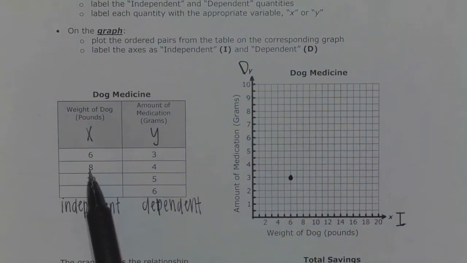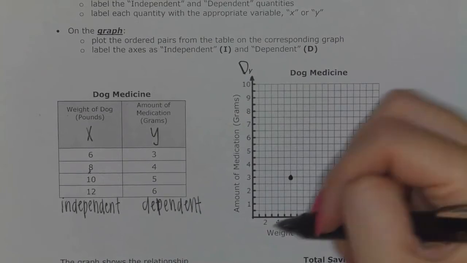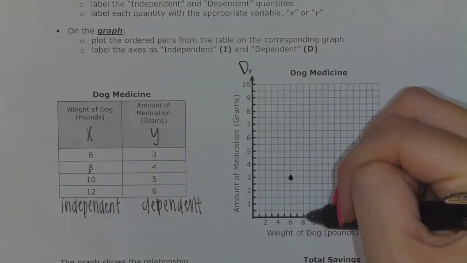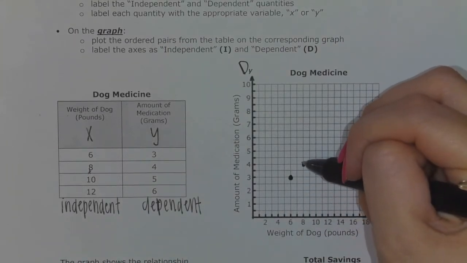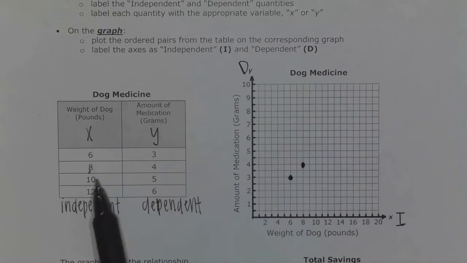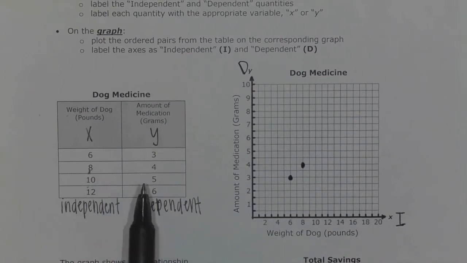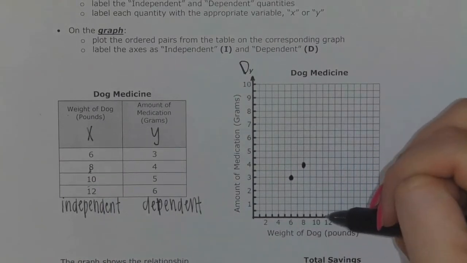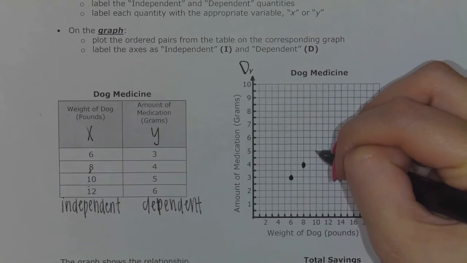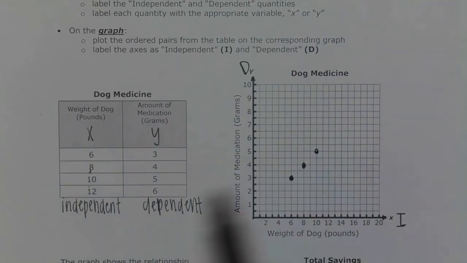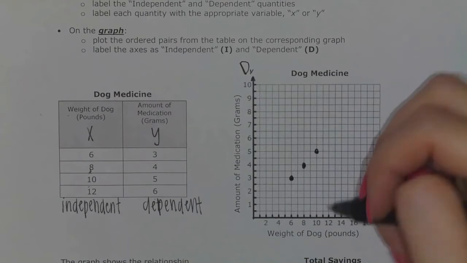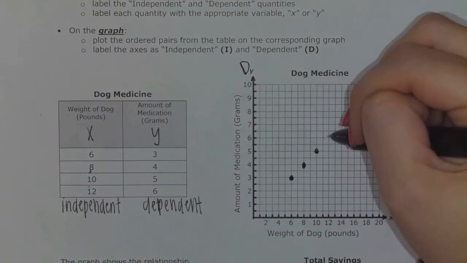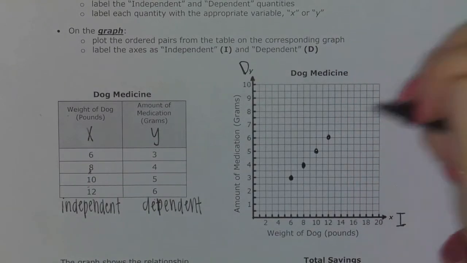Our next one is if my dog weighs 8 pounds, it's going to get 4 grams of medication. So my x is 8, move all the way up to my y is 4. My next one, if my dog weighs 10 pounds, it's going to get 5 grams of medication. So x is 10, y is 5. And our next one, if my dog weighs 12 pounds, it's going to get 6 grams of medication. So x is 12, y is 6.